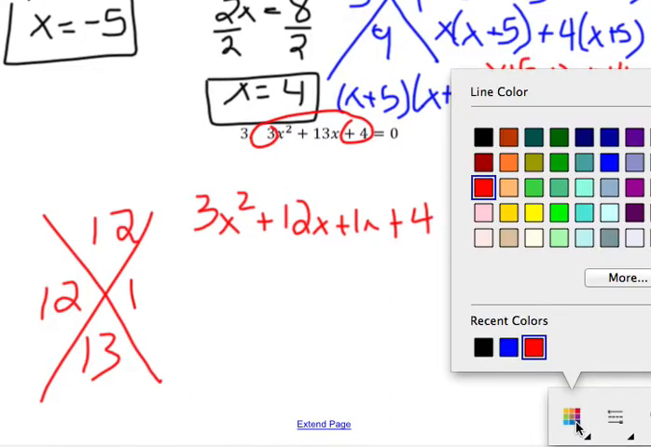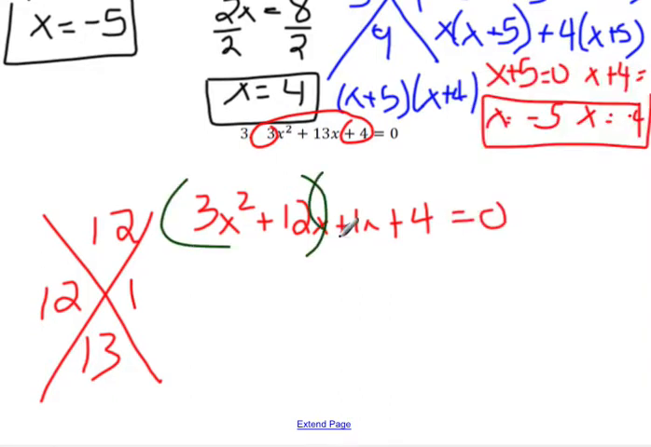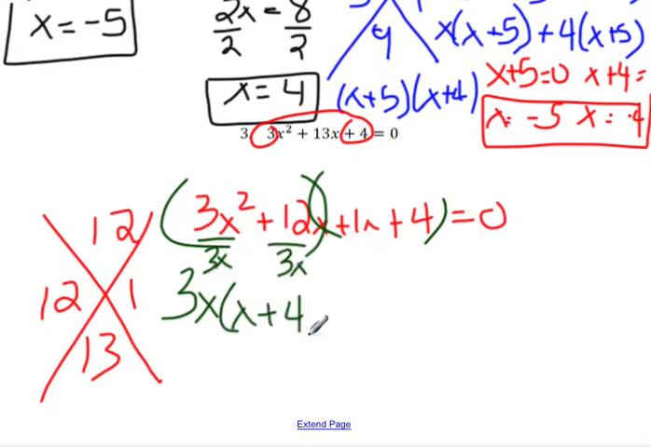So now I'm ready to factor by grouping. So I'm going to make my two groups. Between 3x squared and 12x, I can take out a 3 and an x. So I'm dividing each of these by 3x. And then I'm left with x plus 4.